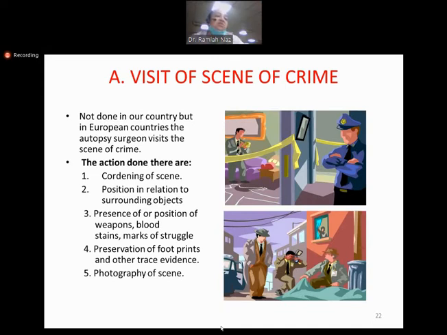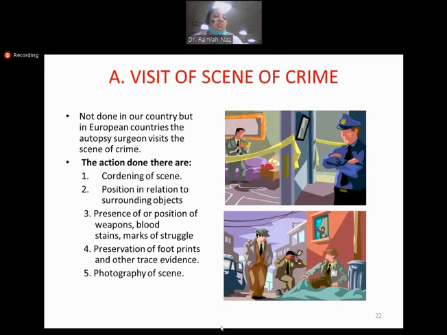So, visit to the crime scene. It's usually not done in our country, but it is a mandatory part in the European countries. The autopsy surgeon usually visits the crime scene, and what he usually does is cordon off that area. He looks at the position of the body in relation to the surrounding objects, and takes photographs of that particular area.